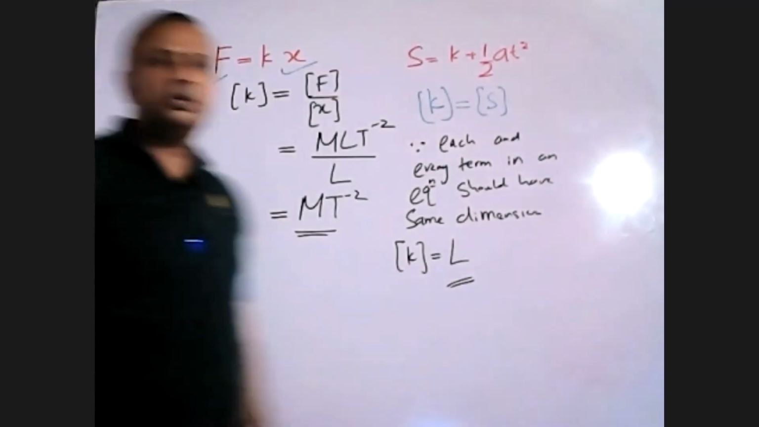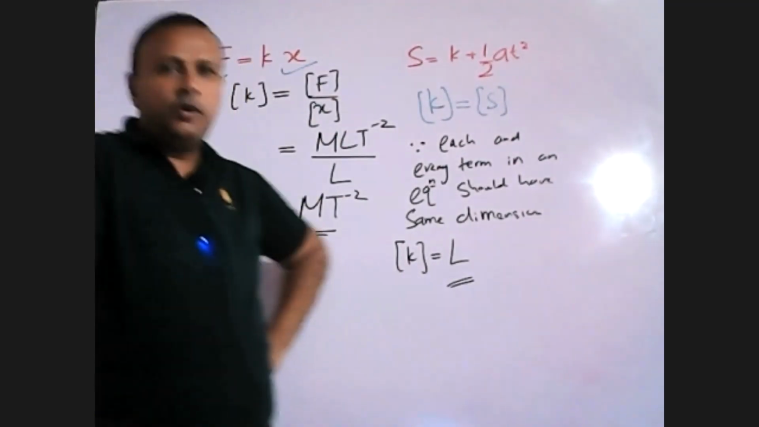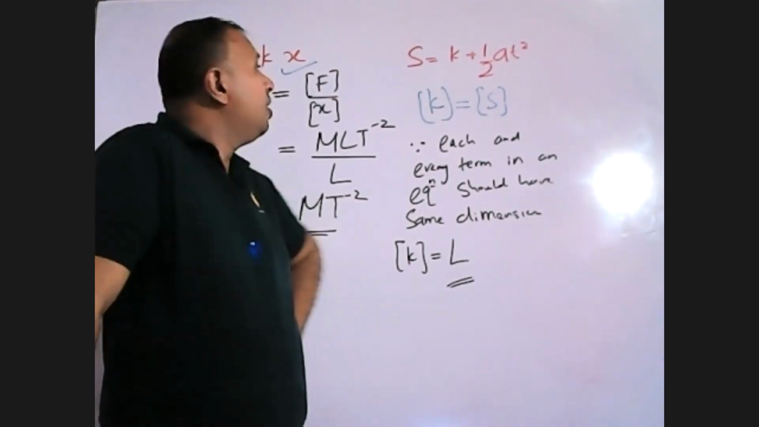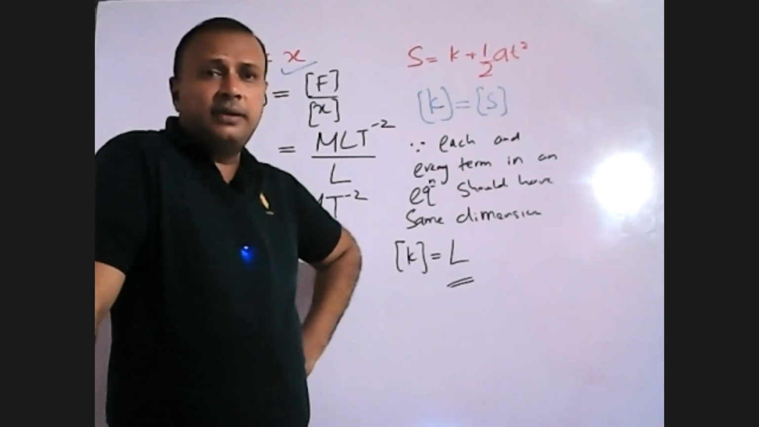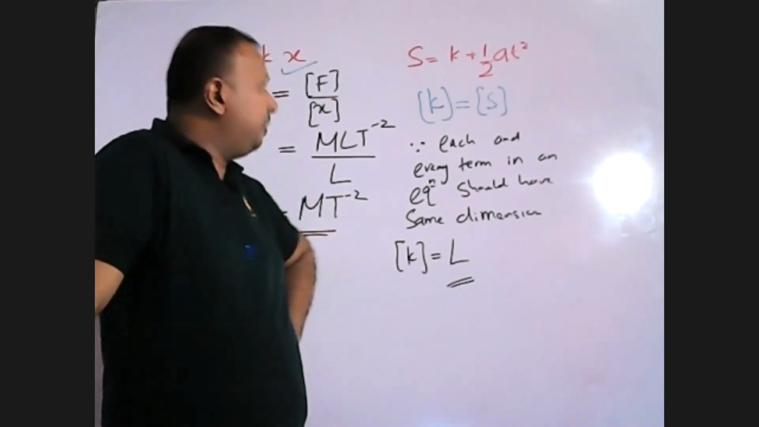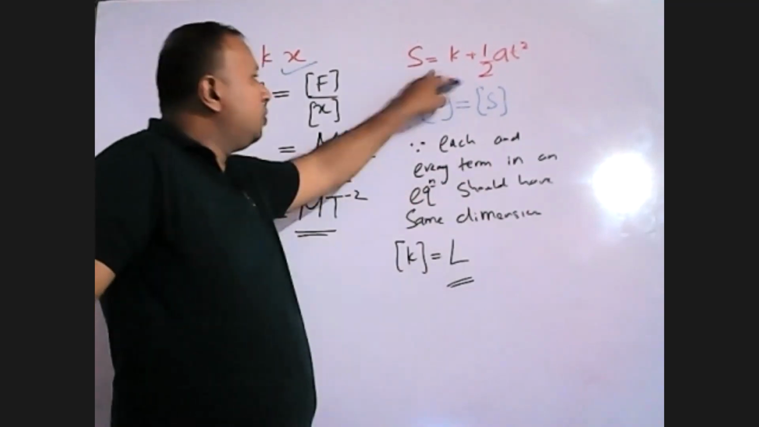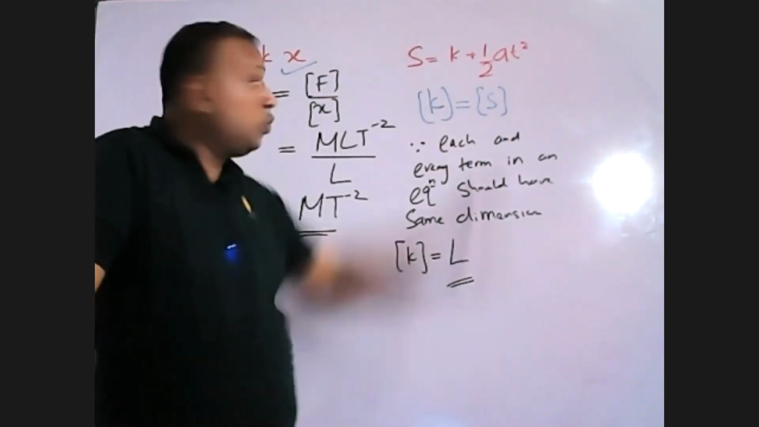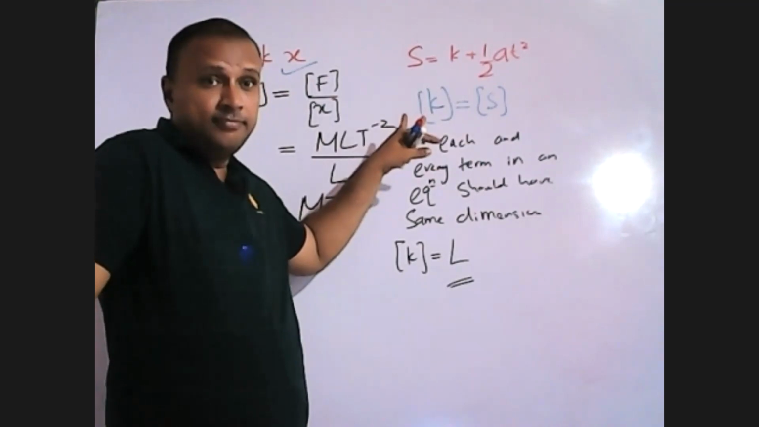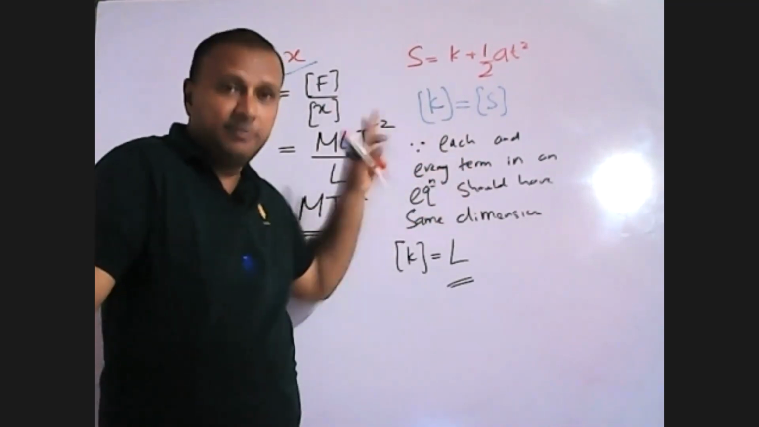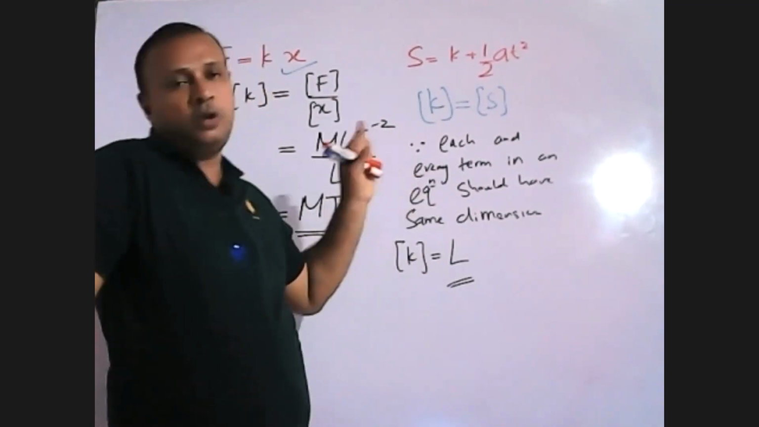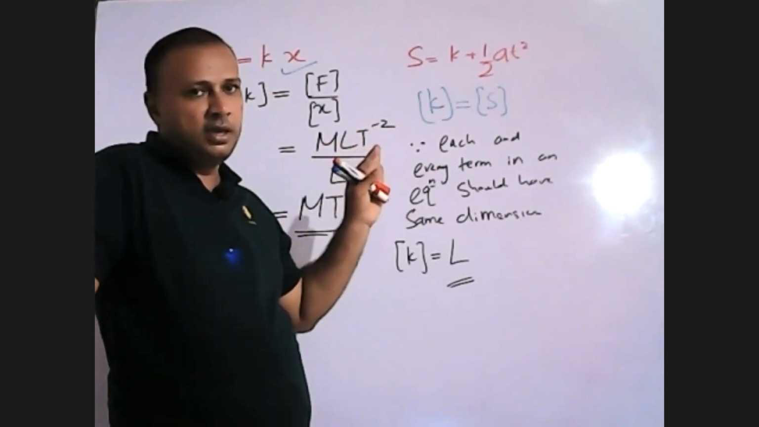You cannot do subjecting k, because there is an addition. There are two terms, so you cannot subject here. That is the thing. You can take this argument only.